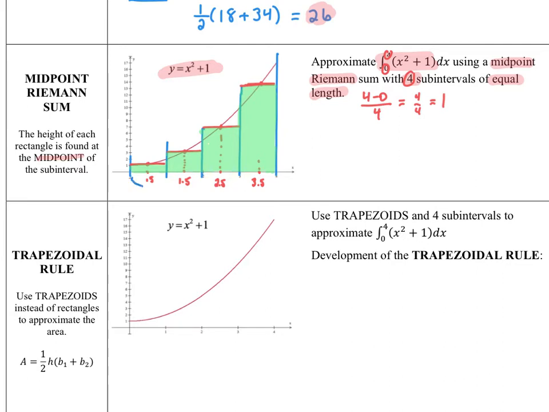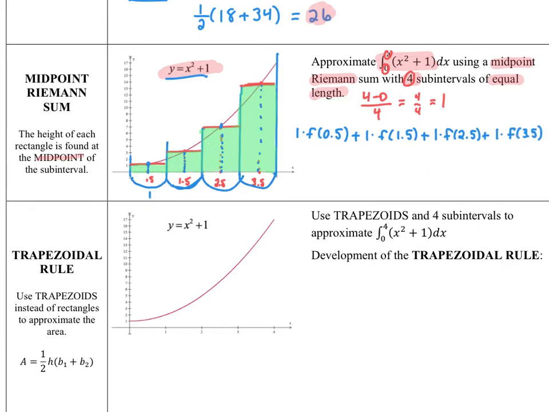Rectangle number 1 goes from 0 to 1, so it's 1 unit wide. Its height is found by plugging that 0.5 into my function x squared plus 1. Rectangle number 2 also has a base length of 1. Its height is found by f of 1.5. Rectangle number 3, 1 unit wide. Its height is found by finding f of 2.5. Rectangle number 4 again is 1 unit wide, and its height is found by finding f of 3.5.